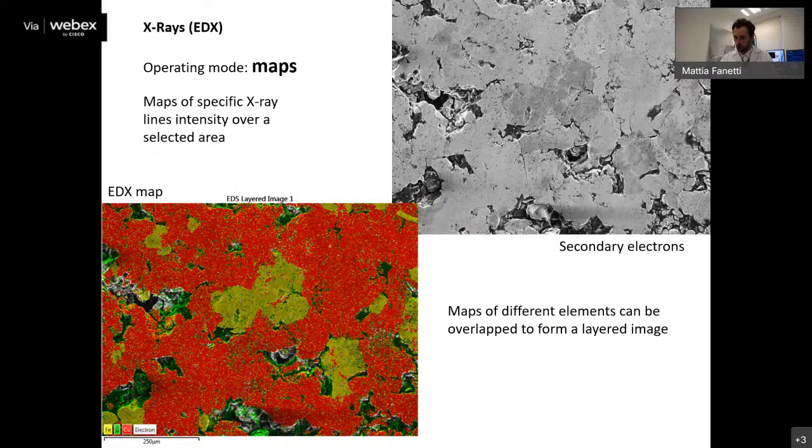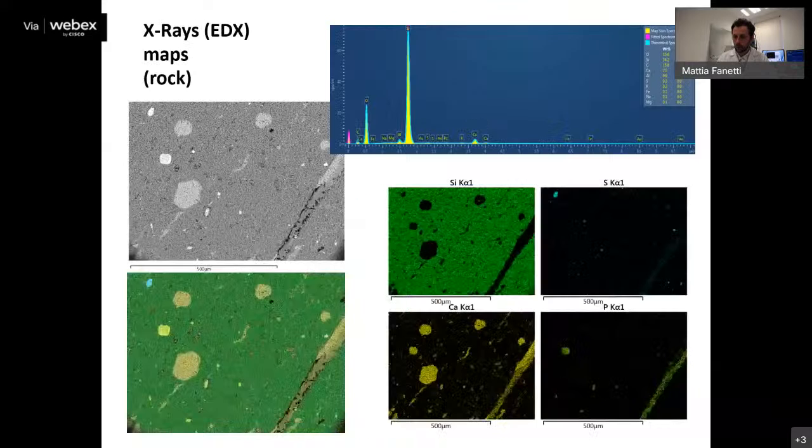After you collect the different maps, you can also overlap them and make something like this. In this case, this is a mechanical part, and you can make a layered image where you have iron, for example, carbon and copper. You can see how they are distributed around the sample. Or, for example, this is a rock sample. And here you can analyze what the different phases inside the rock are.